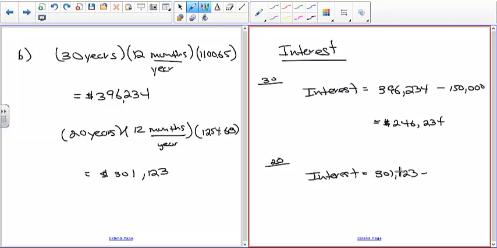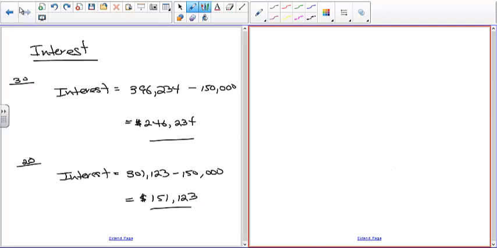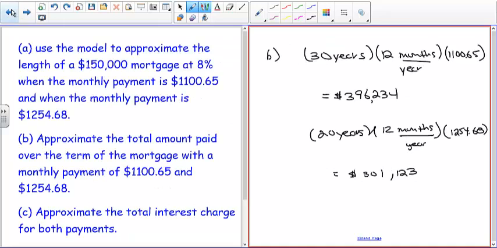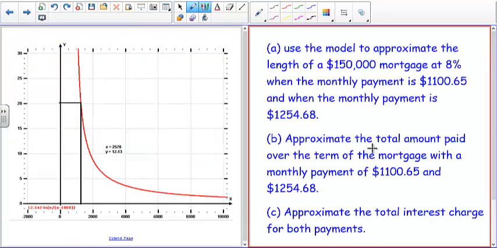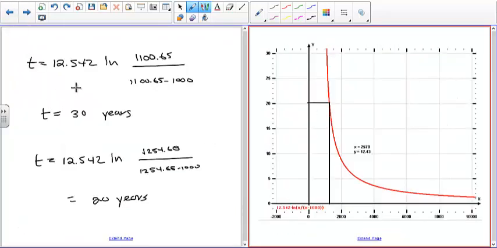And for the 20-year mortgage, the interest is going to be $301,123 minus $150,000. So 301,123 minus 150,000, and we have $151,123. So you can see how much less we pay, about 90,000, something less in interest. So that's it. That's just to show you a practical example where logarithms are used. In this case, we're modeling how long a mortgage would be for a given monthly payment.